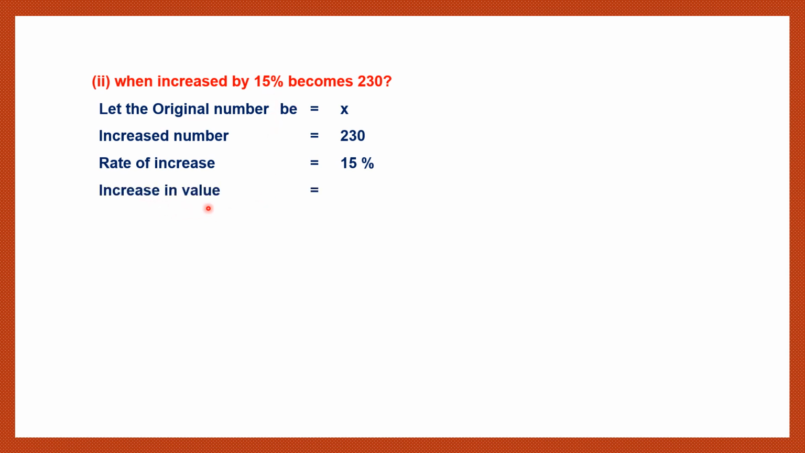Now we can find the increase in value. How much did it increase? That original number became 230. What is that increase in value? And how do we find that? 15% of the original value. 15% of x. That is 15 by 100 of means into, and here x we leave as it is. Now let's cancel 15 and 100 by 5. 5 3s are 15. Here 5 2s are 10. 5 20s are 100. 3 by 20 into x. Multiply the numerators. Here we get 3x and in the denominator 20.